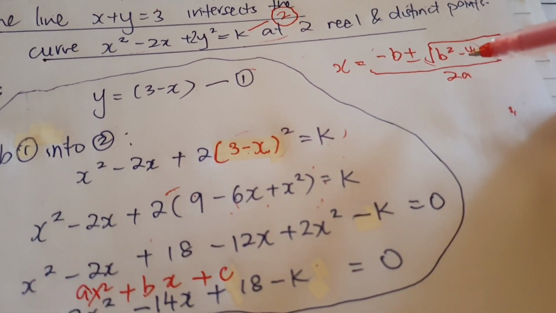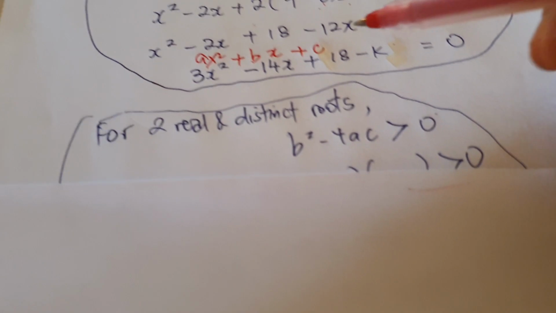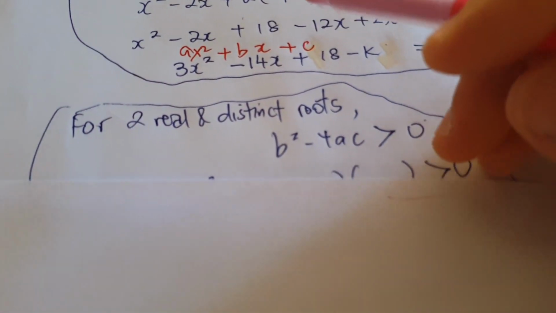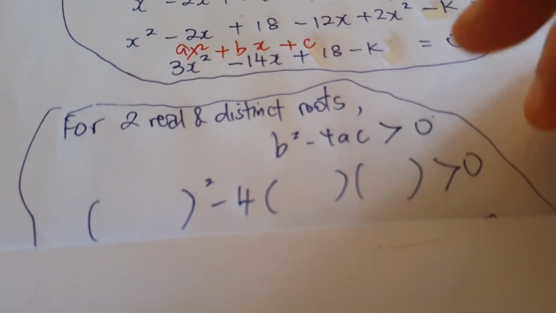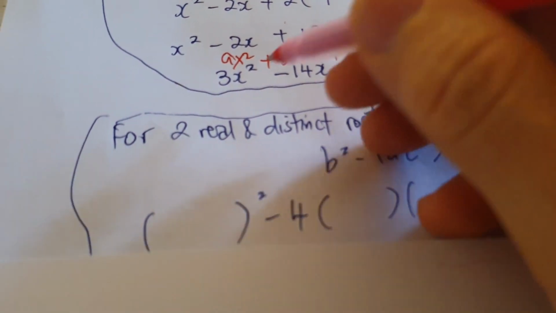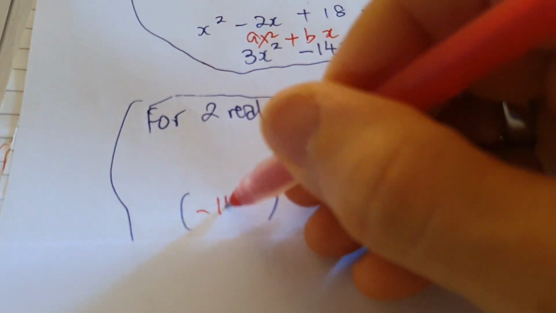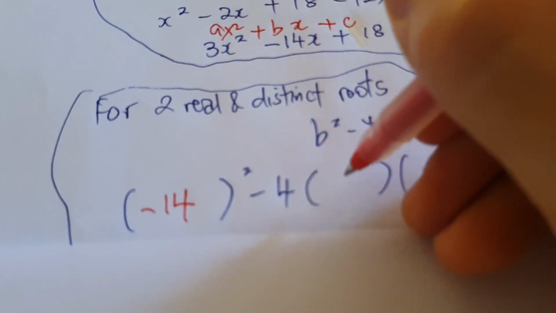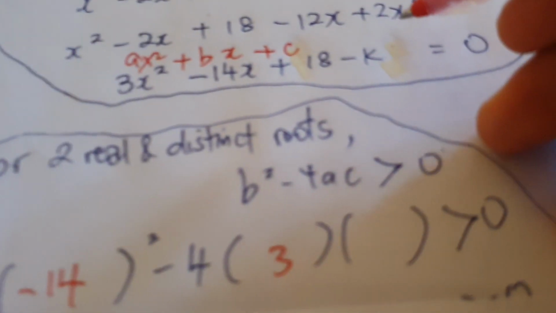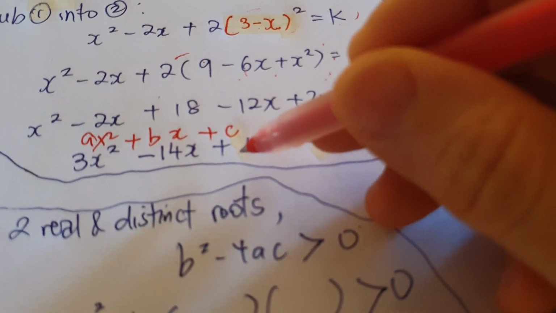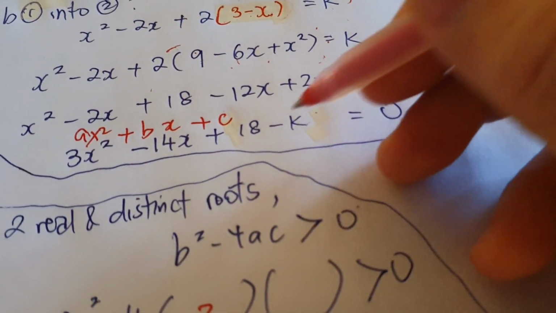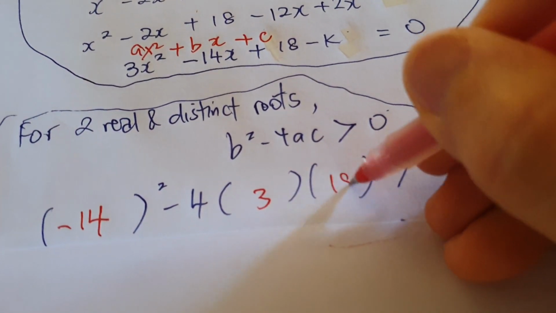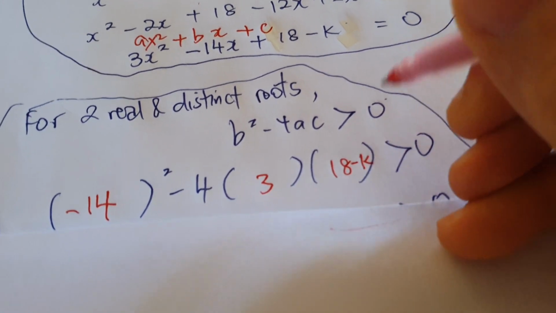Alright? You can now substitute. Be very careful when you substitute. Your b is minus 14. b is the term with only x. Okay, and so that's minus 14. The a is the term with the x squared. And the constant term here in this case is this whole thing here, 18 minus x. Oh, sorry, 18 minus k.